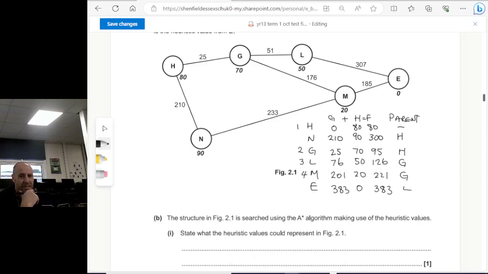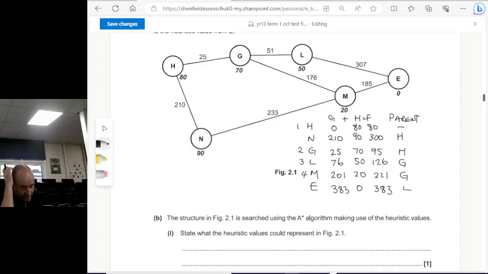Okay, M. It's got 3 neighbours. G's closed, so we just ignore that. But it has got a neighbour N and it has got a neighbour E. So let's have a look at E first. So it cost me 201 to get to M. It cost me another 185 to get to E. So that will be 386? Yes. Right. That is not quicker, not cheaper than our current costing to E. So we don't change anything. Okay.